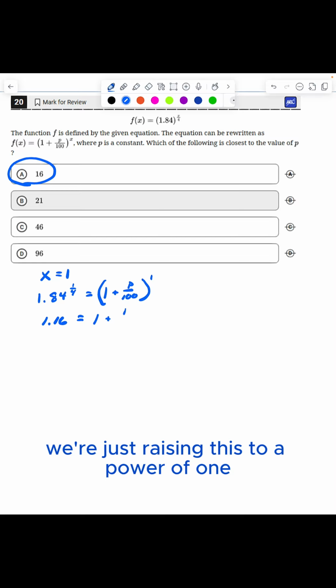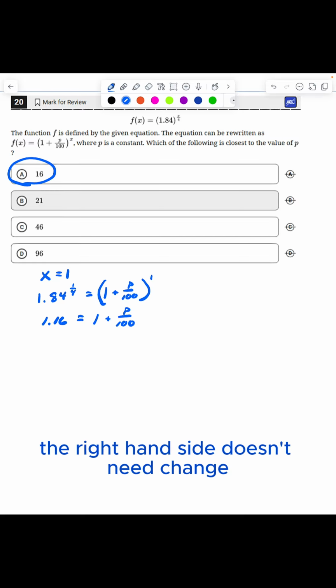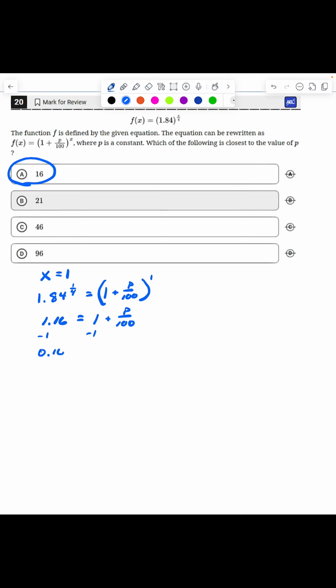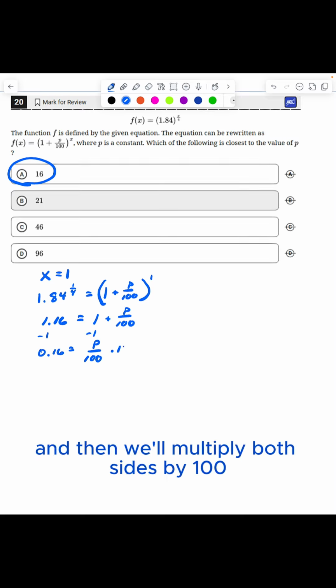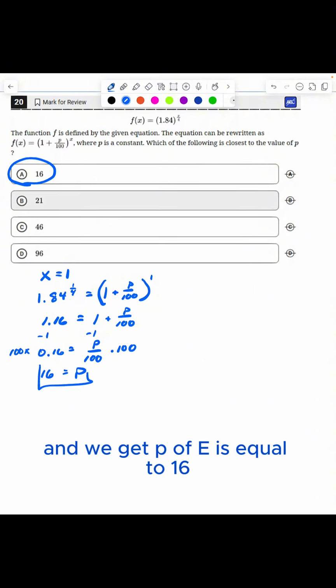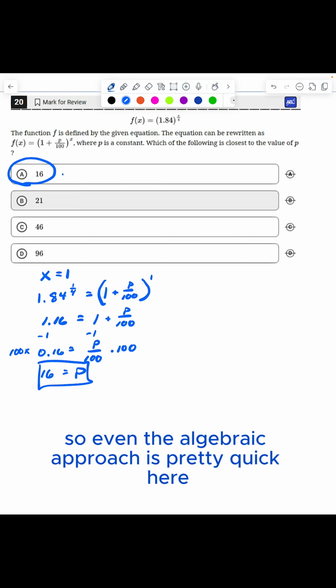We're just raising this to a power of 1. The right-hand side doesn't change. We're going to subtract 1 from both sides. And then we'll multiply both sides by 100. And we get p is equal to 16. So even the algebraic approach is pretty quick here.